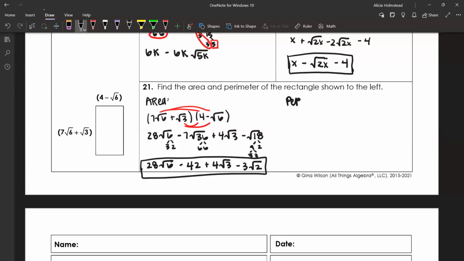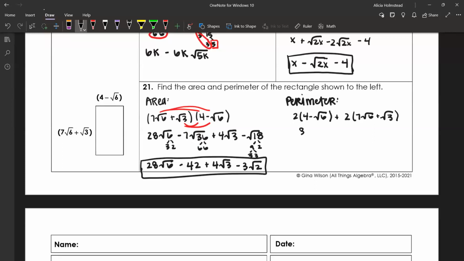And then perimeter, if you remember, perimeter is the sum of all of the sides. So this would be 4 minus square root of 6 plus 7. Well, maybe an easier way to do this is it's a rectangle, so we have 2 of the 4 minus square root 6, and then we have 2 of the 7 square root 6 plus square root 3.